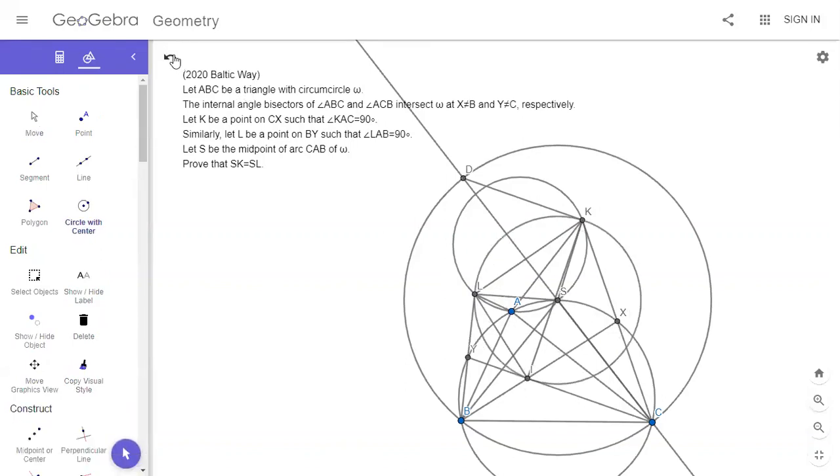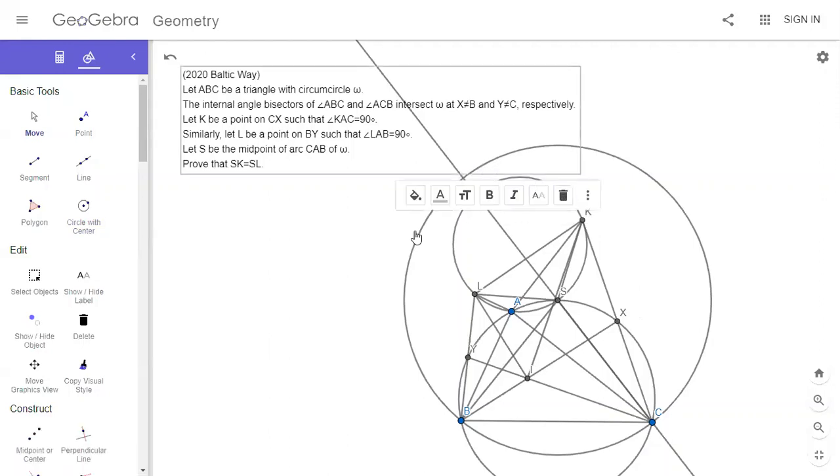It is indeed. Oh, that's interesting. That would solve the problem. Let's see. Let me delete some of the extra stuff I drew, just to make it easier.